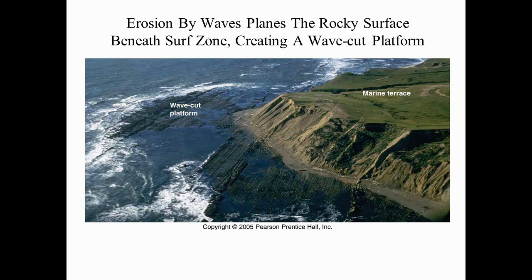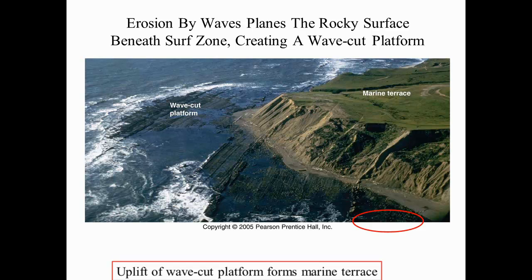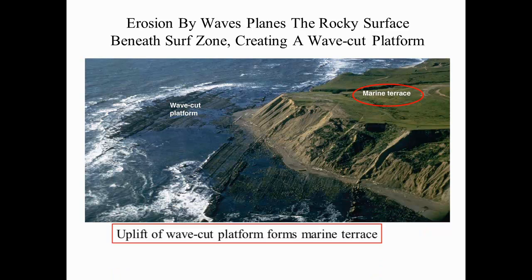Now, erosion by waves can also plane the rocky surface directly beneath the surf zone, creating what's called a wave-cut platform. And in this figure, notice that the wave-cut platform is being extensively eroded by the strong surf within this area. But then subsequent uplift of the wave-cut platform will form a marine terrace, as shown to the right.